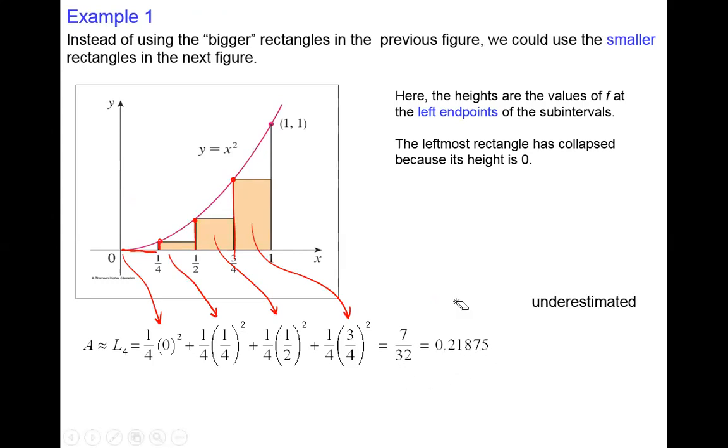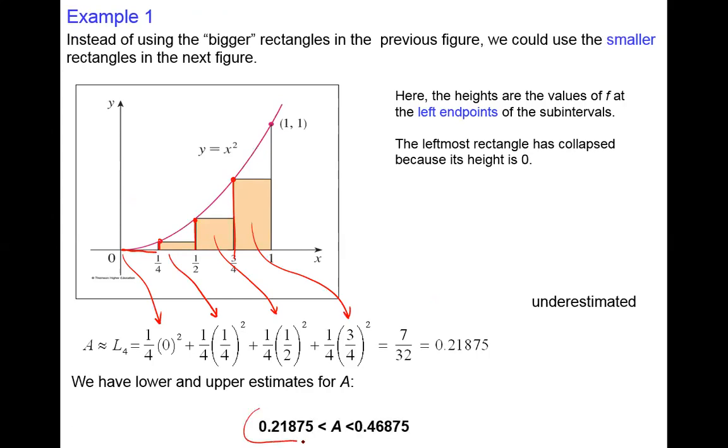Okay, that means we know definitely that we underestimate, and so far we can say that the area under the curve is between 0.2 and 0.5. Okay. It's not bad, but we did quite good. We got quite good numbers.